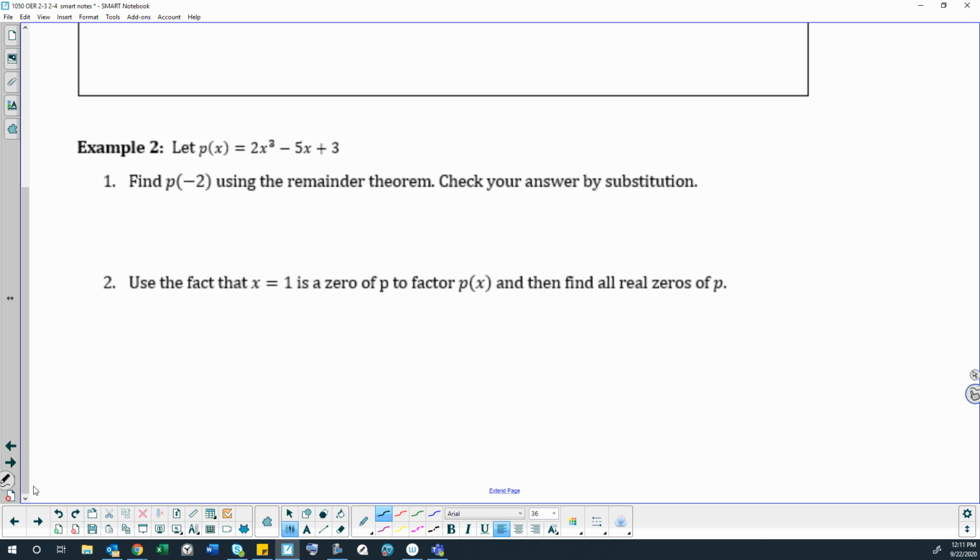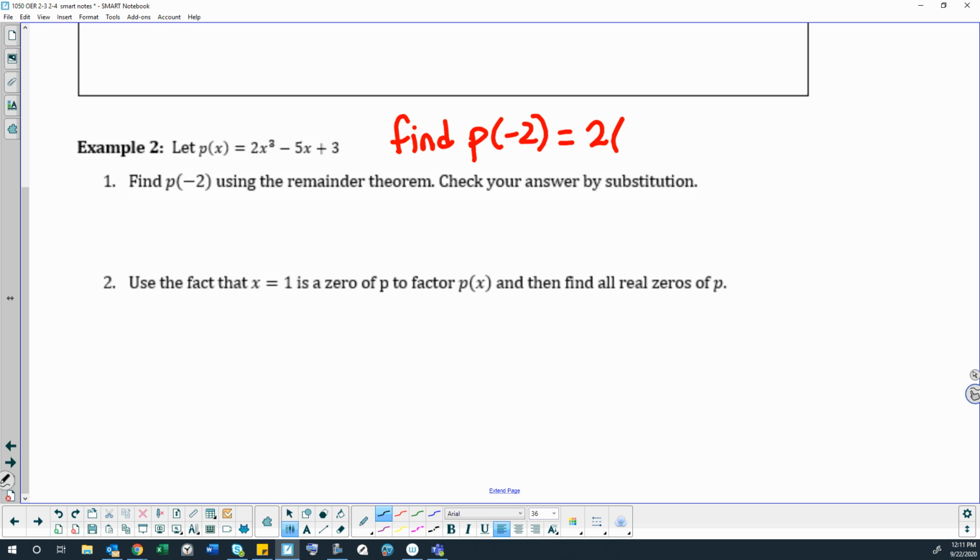Okay, so step one, we're going to use the remainder theorem. So what the remainder theorem is saying is we now have a new way of plugging in numbers. If we were going to find P of negative 2, and if this did not say use the remainder theorem, what would you do to find P of negative 2? Think back to just your normal algebra skills. What would that mean? Plug it in.